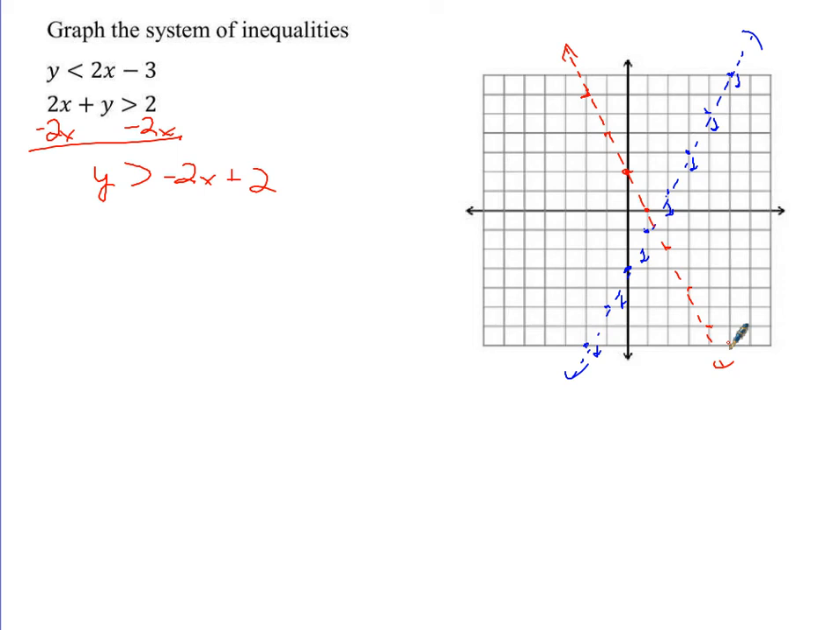Okay, now what? Test point. What's our test point? 0, 0 is fine. So if 0, 0 works, then we're going to be shading below. We'll draw little arrows down. If 0, 0 does not work, then we're going to be shading above our red line. Plug in 0 and 0, and I get 0 is greater than 2, which is false. So this test point did not work, which means I'll be shading above. So I draw little arrows up.